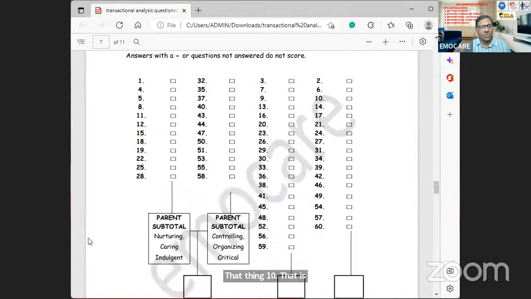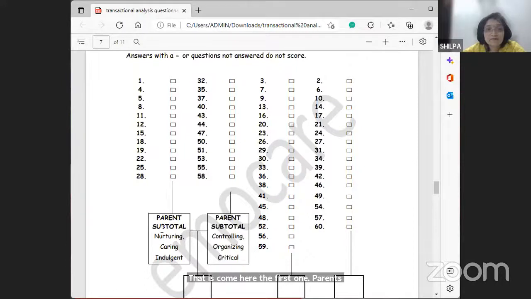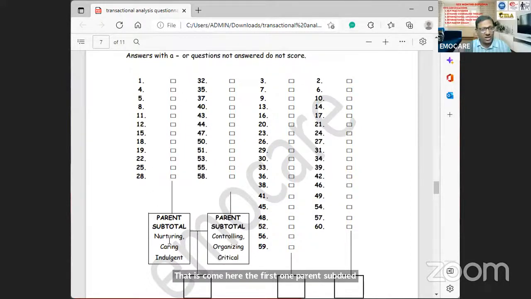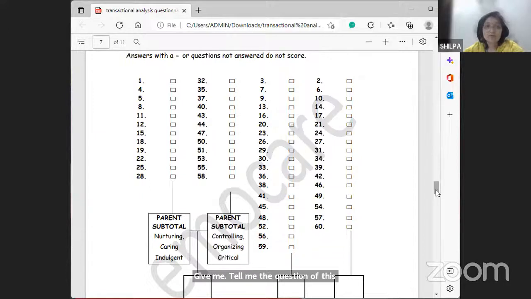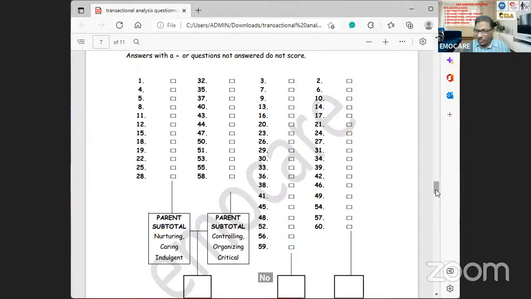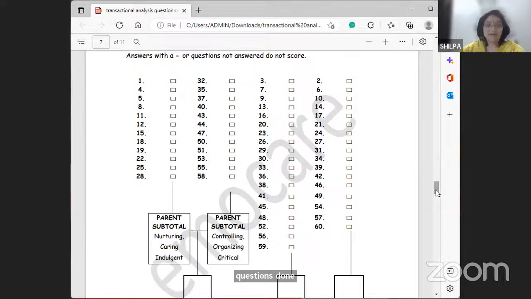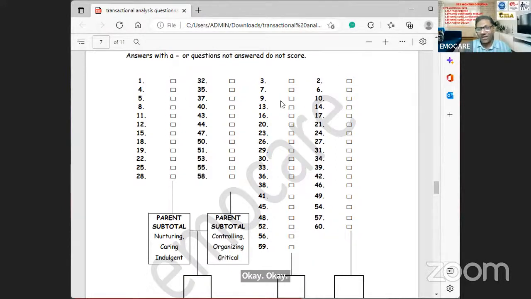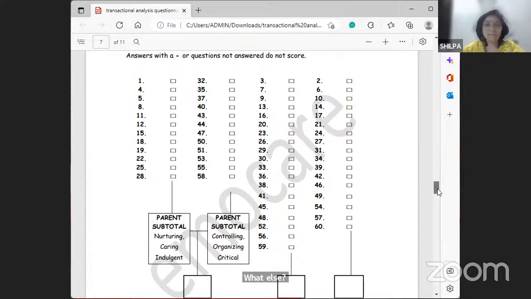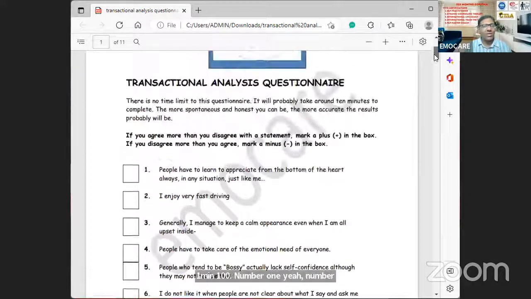Come here, the first one, parent subtotal. This is a subtotal: nurturing, caring and indulgent. What are the questions you have put a plus on? Tell me the question numbers. You have put plus in some of the questions, na? Number 1. Yeah, number 1. Let me go to the question.